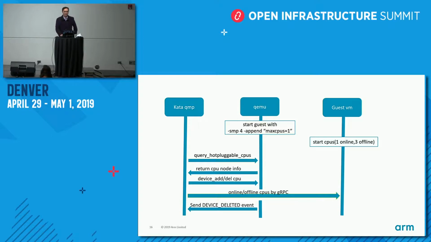Then the Kata runtime uses a gRPC request to communicate with the Kata agent side. And the Kata agent will set the wanted CPUs to be online or offline. At last, in the hot plug removal case, QEMU will send a special device deleted event to Kata.